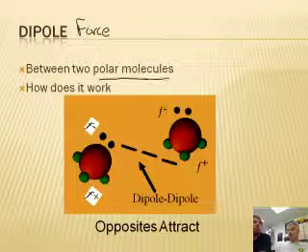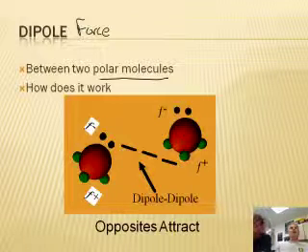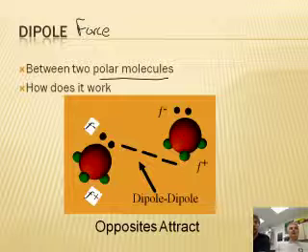It is between two polar molecules. So if it's a nonpolar molecule, no dipole. It has to be polar to have a dipole. And basically what happens, if you have two polar molecules, you'll have one end that has a negative charge and another end that has a positive charge. That's the definition of polarity.